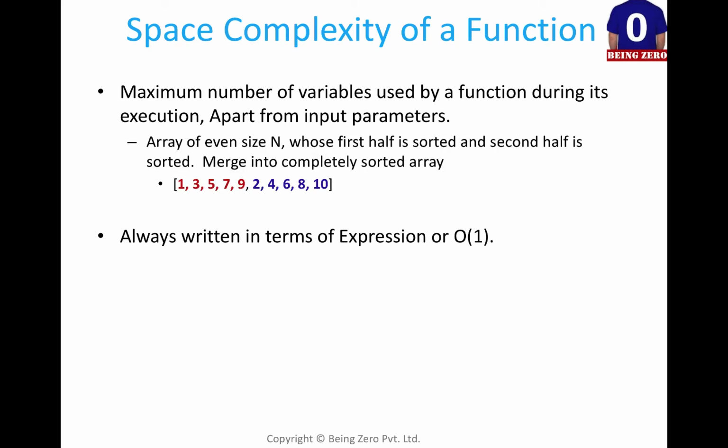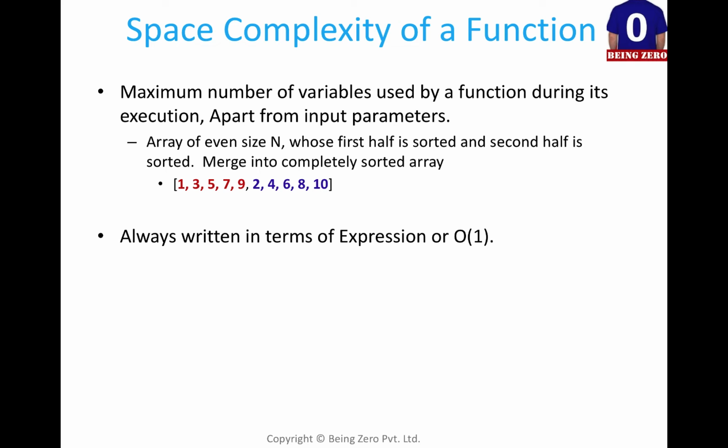Imagine if we are given an array of size n, and this n can be anything. It can be 1, 10, 1000, 20,000. And it is given to us that first half of the array is sorted and second half of the array is also sorted. So you can see an example here. 1, 3, 5, 7, 9 is the first half, 2, 4, 6, 8, 10 is the second half. Both of the halves are sorted, and the goal is we need to merge both these halves into a single array so that they become completely sorted.